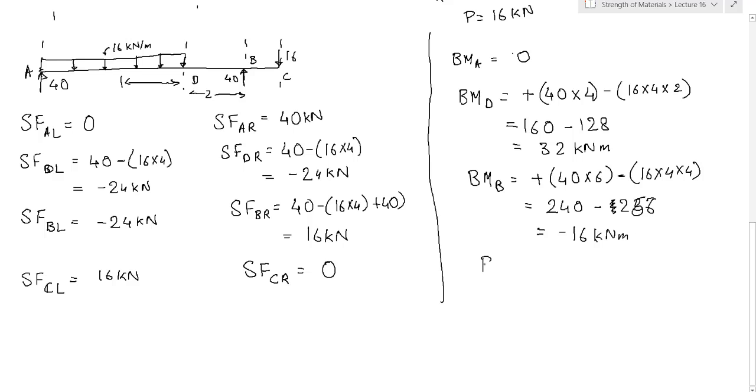And again, we will have to find out bending moment at C, and we know because it is the last point, so bending moment at C will be 0, because there is no force after this.